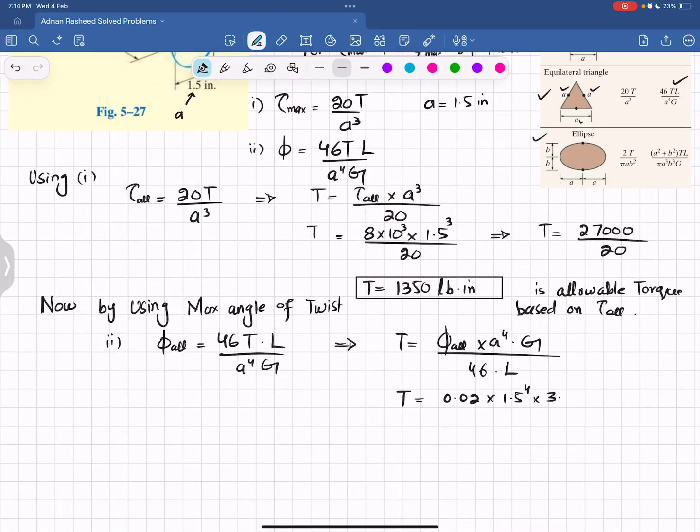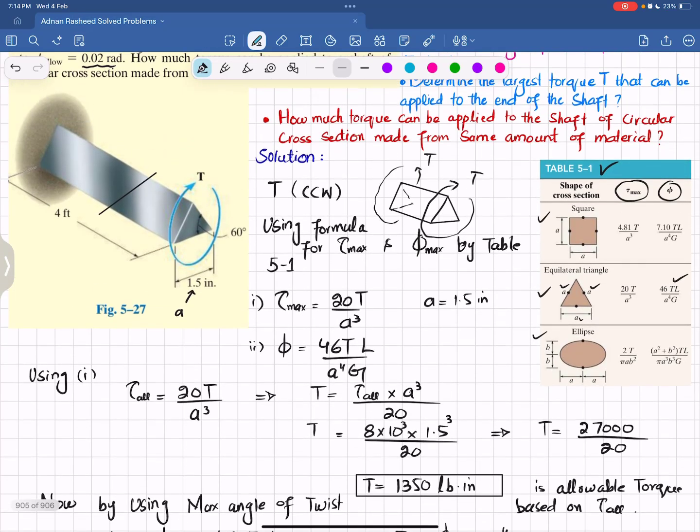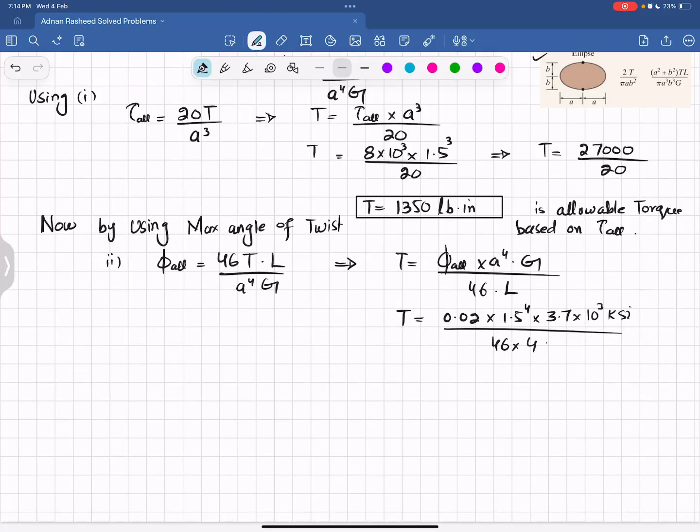3.7 into 10 raised to power 3 ksi divided by 46 times length, which is given as 4 feet. So we will convert 4 feet, and 1 foot is 12 inch, so 4 into 12 inch. Clear? And this T will be equal to 0.02 multiplied by 1.5 power 4 multiplied by 3.7 into 10 raised to power 3. And we will remove this kilo as well. So this is also 10 raised to power 3 pound per square inch divided by 46 into 4 into 12 inch. So let's calculate the value.